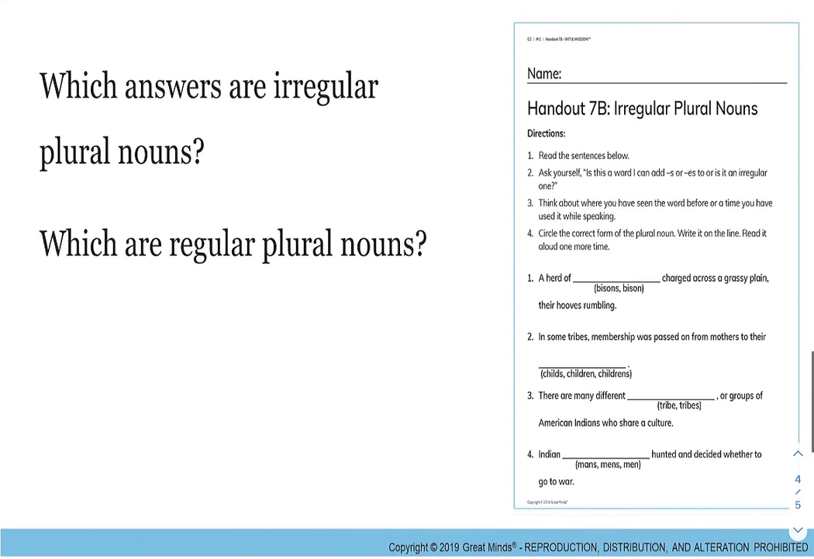You are going to do something very similar today with your workbook on handout 7B. We're going to fill in the blank with the correct irregular plural noun. So open your blue book to handout 7B. Pause the video to give yourself time to do this.